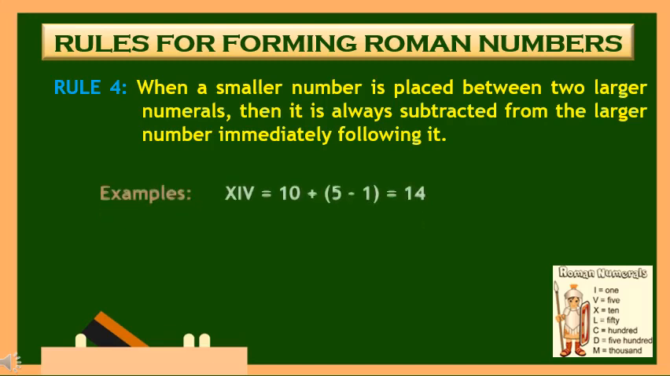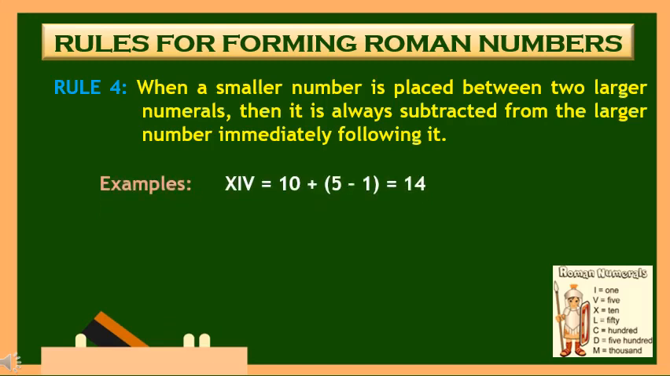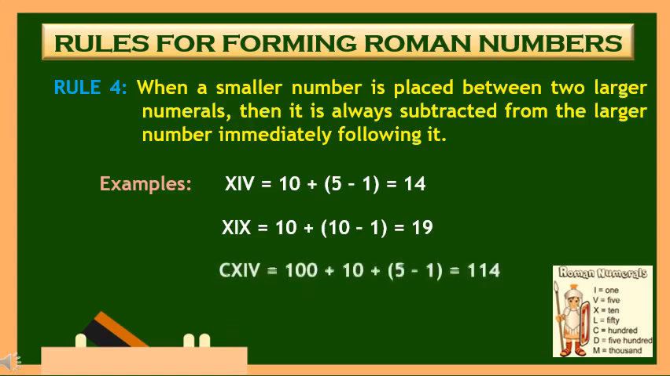Let's take an example. X, I and V. X is 10, V is 5. These both are higher values as compared to I, that is in between these two. So what we will do, we will write X as such, 10, then we will subtract 1 from V, that is on the right side of it. So 5 minus 1 gives you 4. 10 plus 4 is 14.